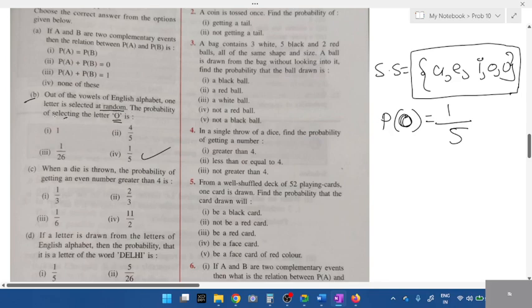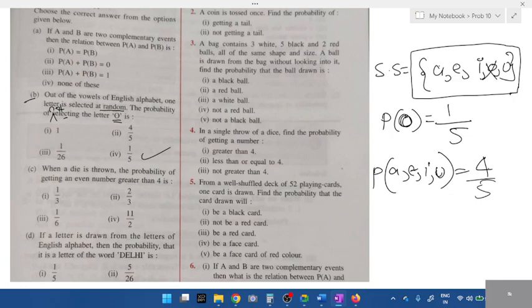you pick O. What if they write not selecting? What do you mean by not selecting? Except O, what are the other things you have to take? A, E, I, U. So if you're not selecting O, there are other alphabets, right? How many other alphabets are there, students? A, E, I and U. So what would be the answer? The answer would have been 4 by 5. Is this clear?